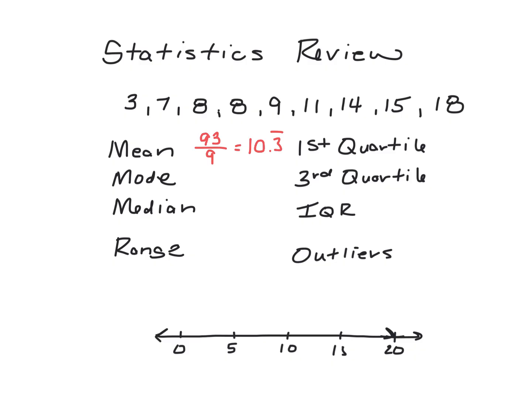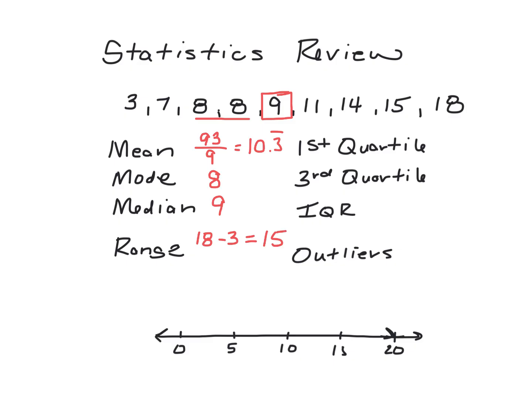My mode is the one that occurs most often, and in this case you can see that the 8 is the only one that occurs more than once, so my mode would be 8. The median, there are 9 numbers here, so there is an exact middle, and that median would be 9. There's 4 numbers less than that and 4 greater. And the range is simply the highest minus the lowest. 18 take away 3, which is 15.